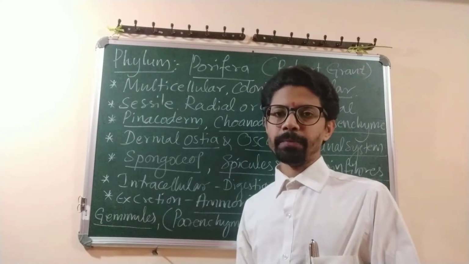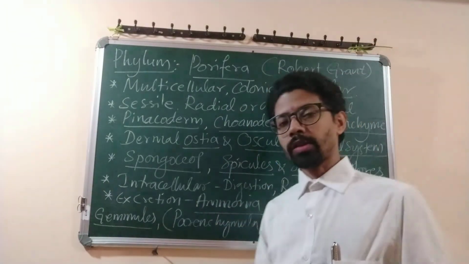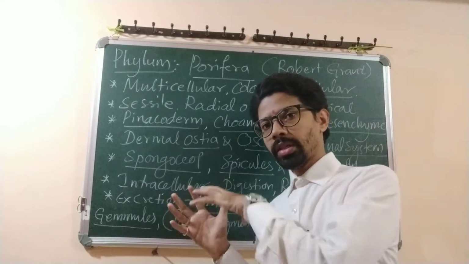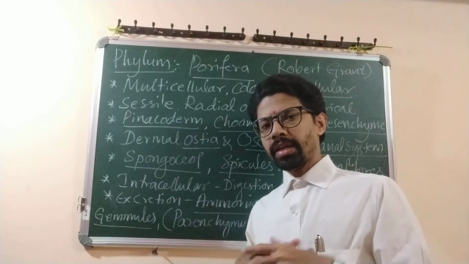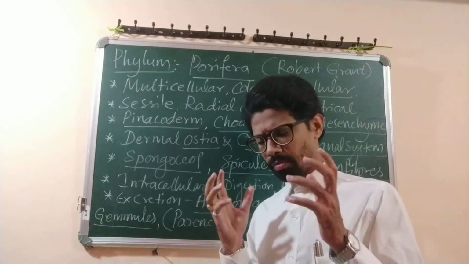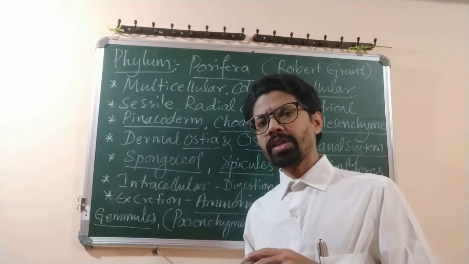tissues. Clear? Now, the second point here is that they are colonial. Colonial means they live in huge colonies. They are not solitary, they are not living alone, they live in a huge colony. Okay, so they are marine organisms. They are commonly called sponges because their body looks like a sponge, and usually they are found at the bottom of seas and oceans.